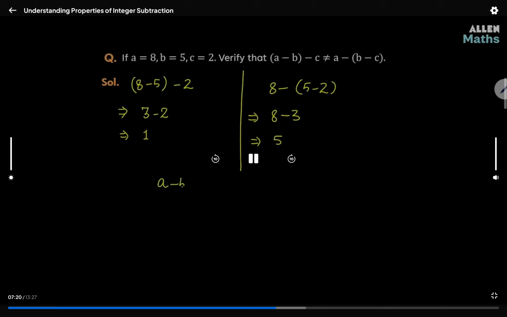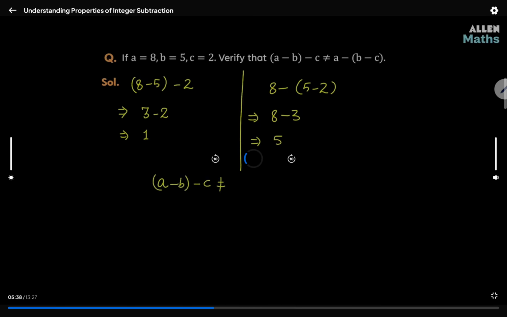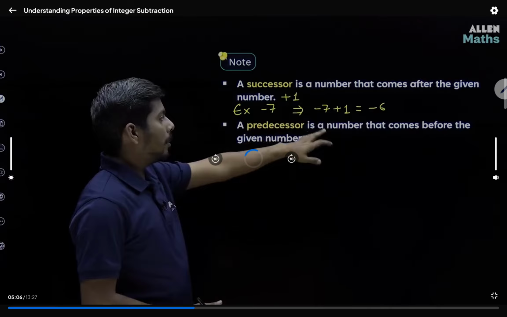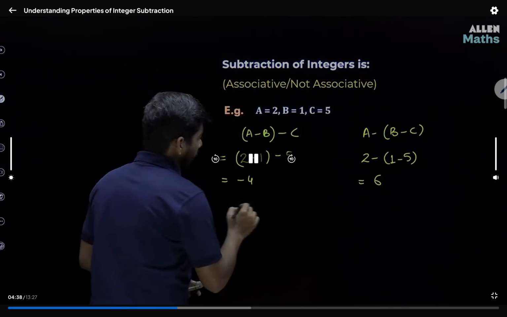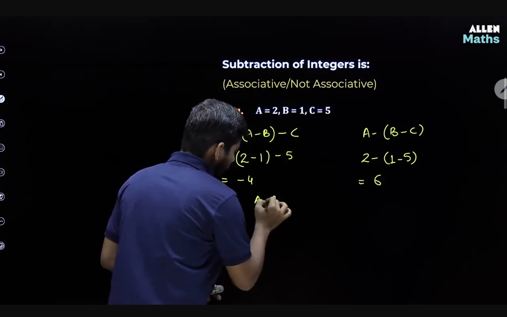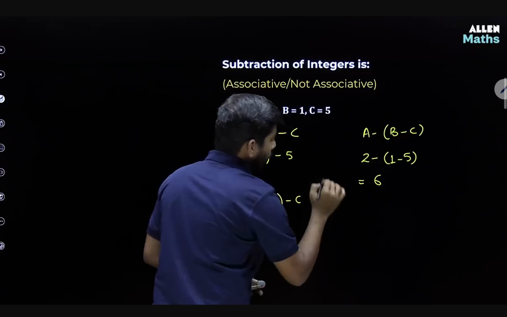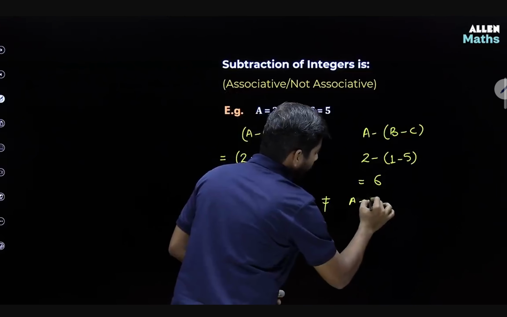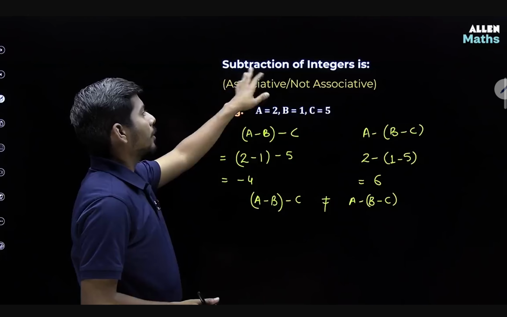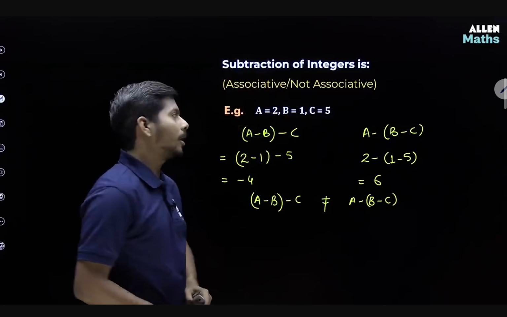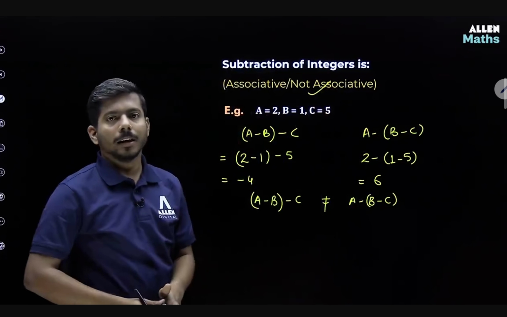So what we can say is that (a minus b) minus c is not equal to a minus (b minus c). So subtraction of integers is not associative, because the answers are not matching.